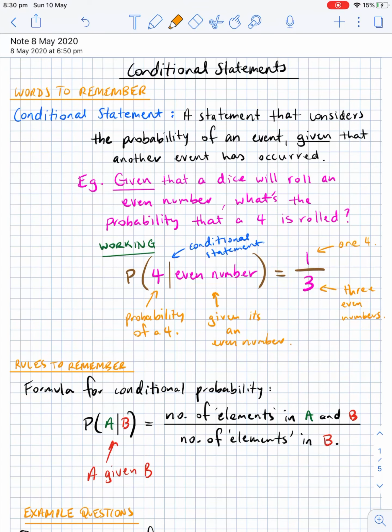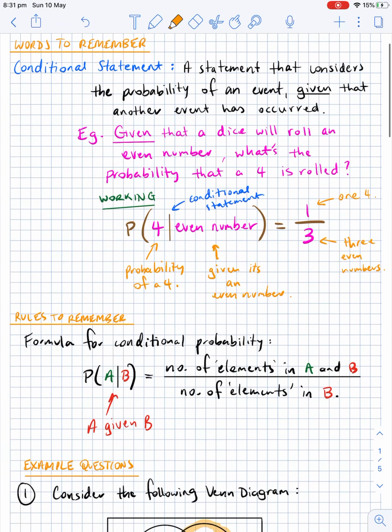So when you're finding these probabilities, you're trying to figure out, how many ways can we get a 4? So up top, how many ways can we get what we want, our desired result? There's only one 4 on the dice, so there's going to be a 1 up the top. But we're given that it's an even number, so all we have to think about is how many different even numbers there are. On a dice, there's 2, 4, and 6. They're your even numbers, so there's 3 different numbers there. So that's going to be on your denominator. So your answer is 1/3 for this question.